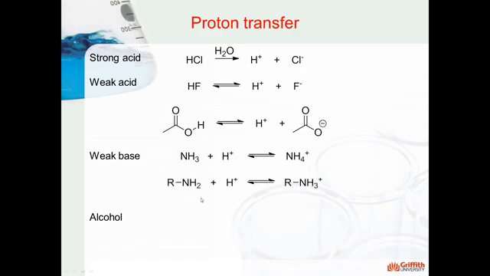All amines are weak bases. So amines are the bases of the organic world. So any amine is able to accept a proton to form the ammonium ion.